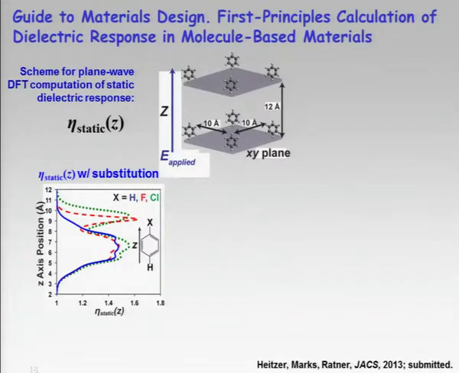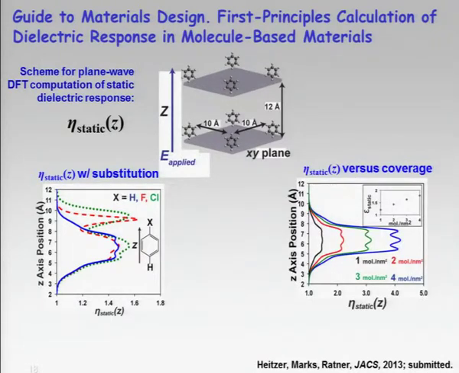And what is plotted here is actually the dielectric constant along the axis of the molecule. This is another study where he looks at, as we increase the density of molecules in the monolayer, how this scales with coverage. So we understand this very well.